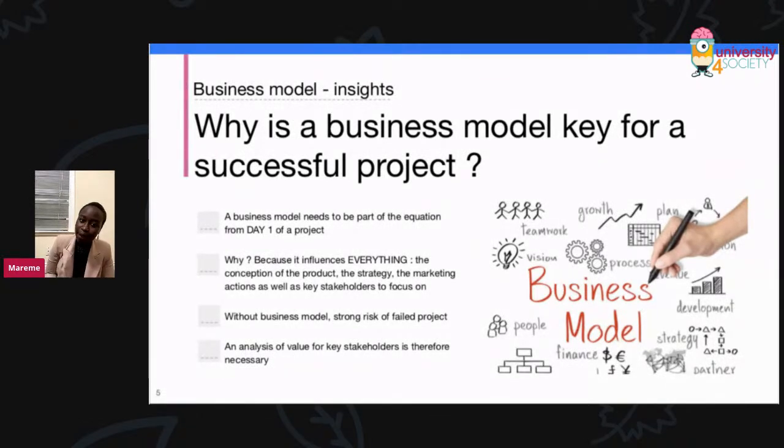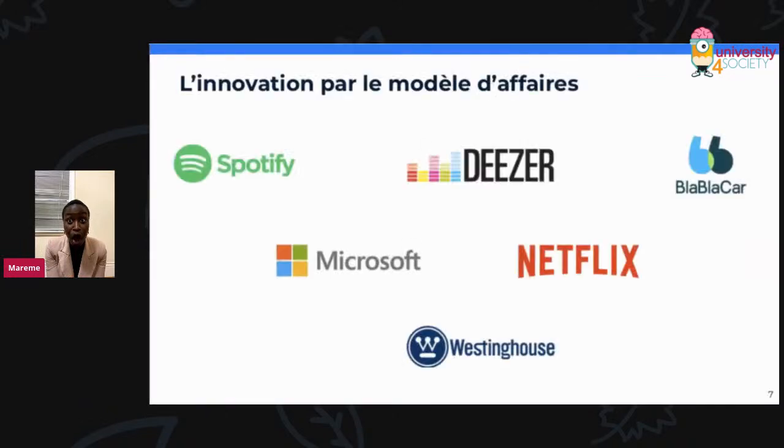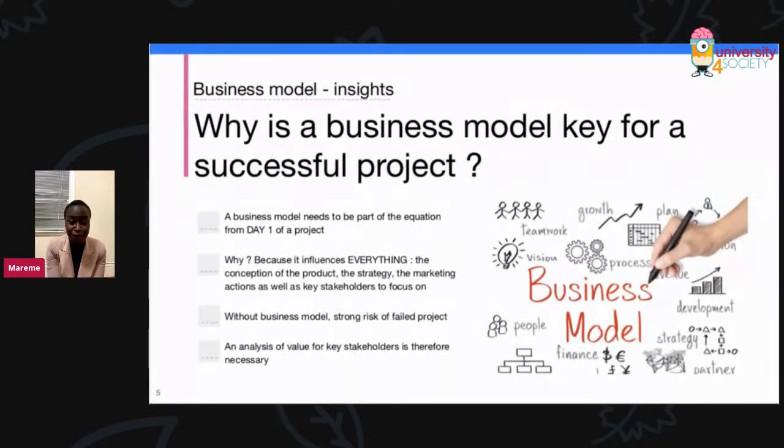So why is it important to have a business model? First of all, it has to be part of the equation from day one. Your business model can't be something that you decide as a cherry on top. It has to be within the foundation of the way you think about your company in the first place, because it influences everything that you do, from the activities to the revenue streams to the resources that you use, to the way that you define your KPIs. It is the sole engine of all of that. And without a business model, you run a strong risk of having a failed company.